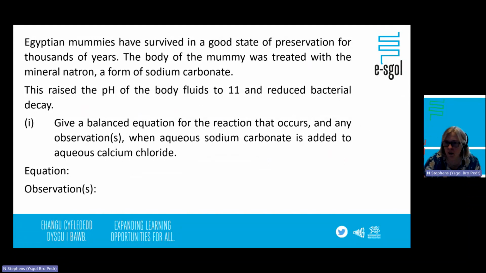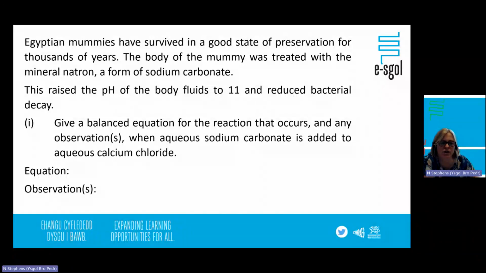I think we've got enough time for one more, so let's go through this one. You've got Egyptian mummies that have survived in a good state of preservation for thousands of years. The body of the mummy is treated with the mineral natron, a form of calcium carbonate. Now, this raised the pH of the body fluids to 11 and reduced bacterial decay as a result of that.